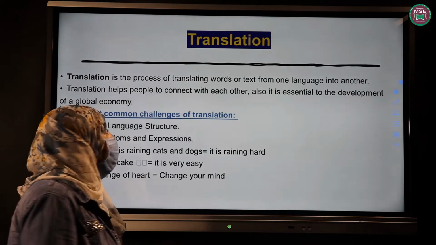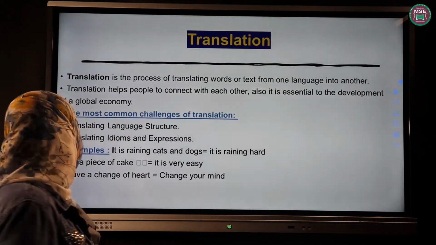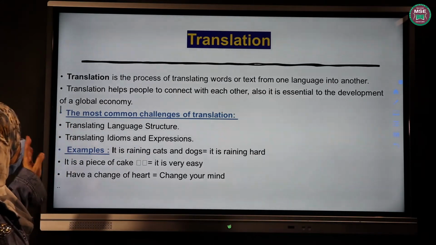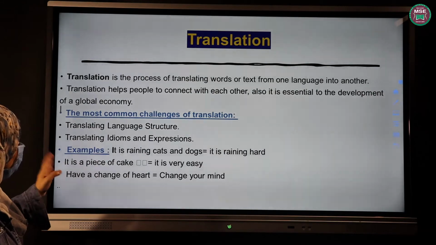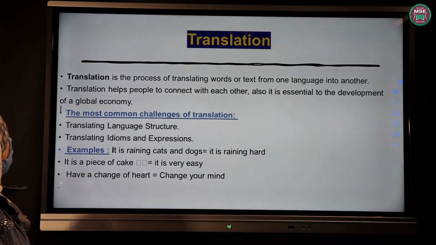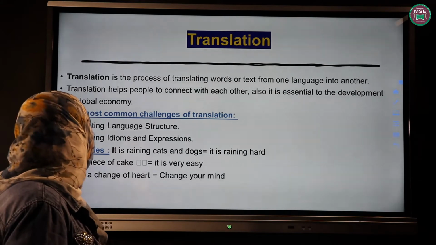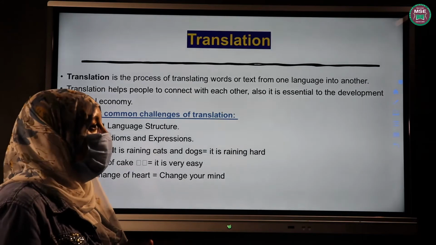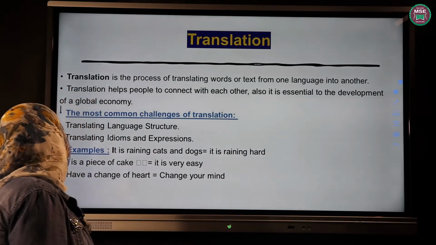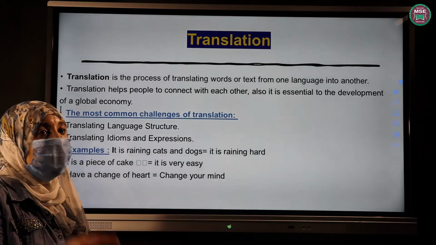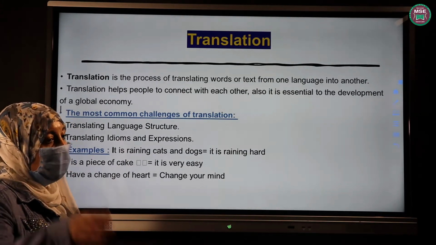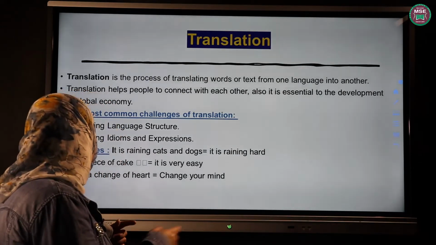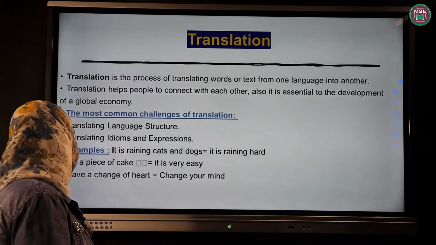But in translation, we have some challenges, or some problems. The most common challenges of translation here are translating language structure and translating idioms and expressions. What do you mean by this? Translating language structure, we will find that the language itself, when we translate it into Arabic, is different from English according to the culture. For example, in English, we start with the subject. We go to school every day, for example. In Arabic, it's better to start with the verb. And this is according to the cultural differences between the two languages.